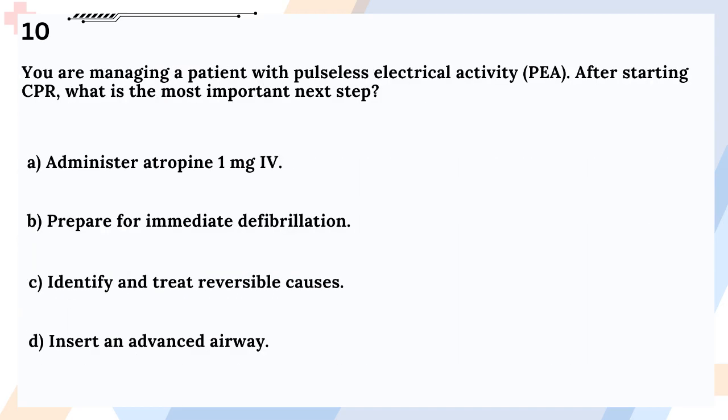Question 10. You are managing a patient with pulseless electrical activity, PEA. After starting CPR, what is the most important next step? A. Administer atropine 1 mg IV. B. Prepare for immediate defibrillation. C. Identify and treat reversible causes. D. Insert an advanced airway.